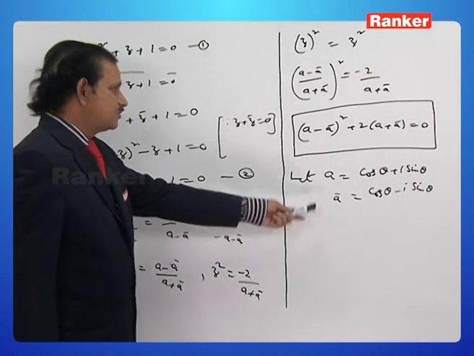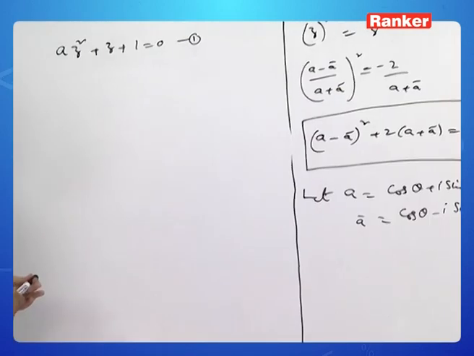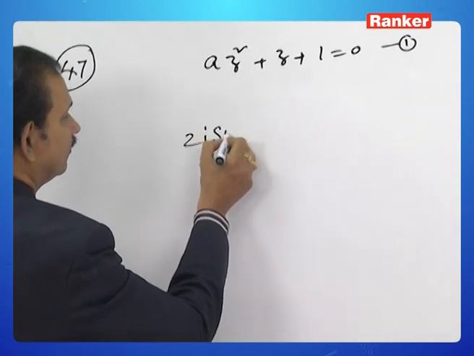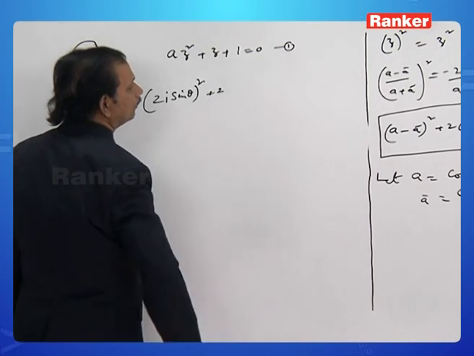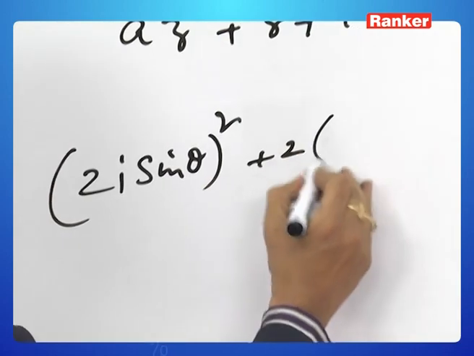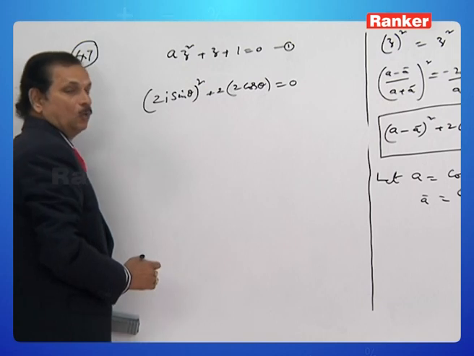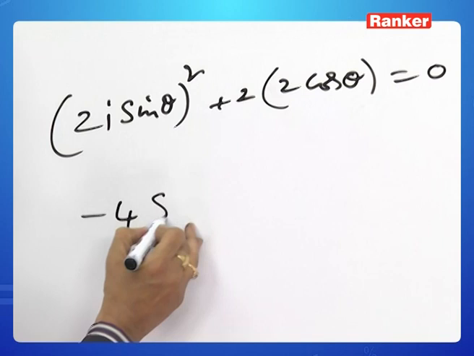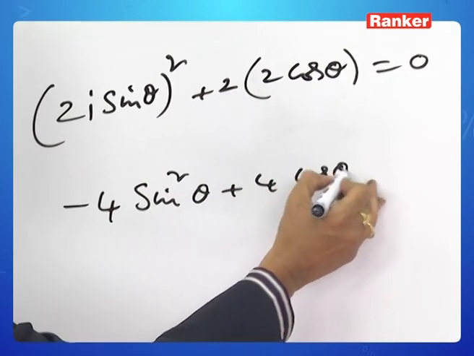Now, let me substitute these two in this useful condition to get theta. What is a minus a bar? 2i sin theta whole square plus 2 into a plus a bar, which is 2 cos theta, so 2 into 2 cos theta, isn't it? Is equal to 0. What is 2i sin theta whole square? 4i square sin square theta. That is minus 4 sin square theta plus 4 cos theta is equal to 0.